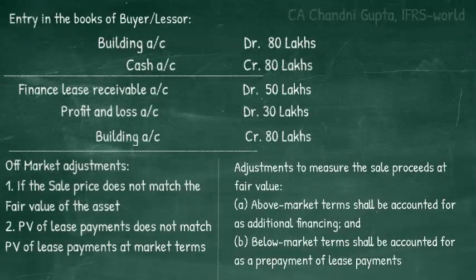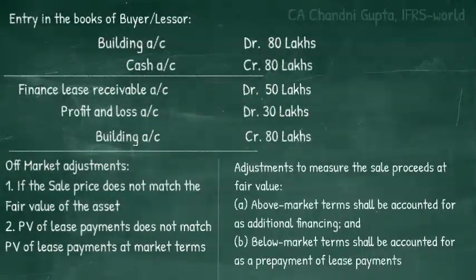Now, there can be cases where the sale or the lease is not at the market terms. When the lease or sale is off the market terms, we make certain adjustments. Suppose in our previous example, where the sale price was equal to its fair value, the sale price is 90 lakh rupees instead of 80 lakh rupees, which is the fair value. In this case, the excess of 10 lakh rupees over the fair value would be an additional financing arrangement, and lease payments would be split between the lease part and the additional financing part. That means out of the present value of lease payments of 50 lakh rupees that we had just calculated, 10 lakh rupees would be the additional financing part, and the annual lease payments of 5 lakh rupees would be divided in the ratio of 1:4.